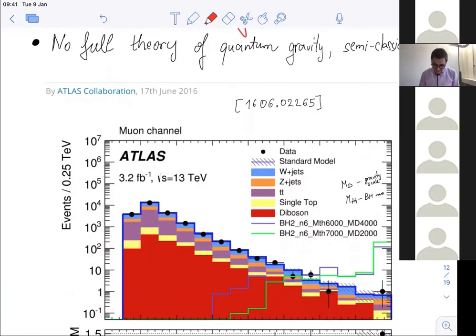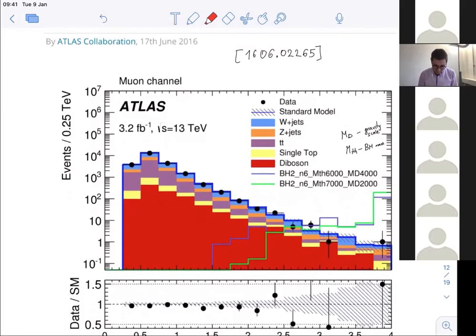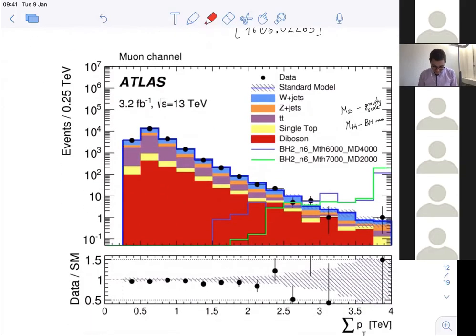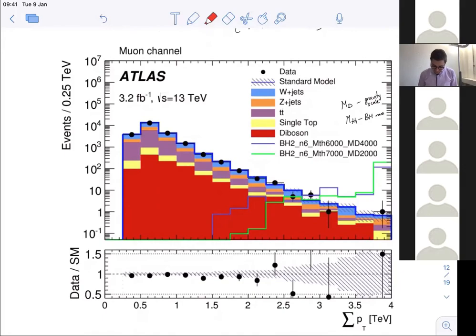This is modeled by some semi-classical approximations, since we don't have a full theory of quantum gravity. And in particular, ATLAS and CMS are looking for microscopic black holes. This is one of the ATLAS analyses. They are looking at the distribution of the sum of the transverse momenta of particles in the event. Here you can see these benchmarks, which tell you that, for example, a 6 or 7 TeV mass black hole would predict an increase of events at the very high energetic tails of this distribution, which is not observed at the moment. So experiments are already setting very strong limits, 8 TeV mass of the black hole. This is really like a bomb in the detector. It's a very exotic and interesting signature.